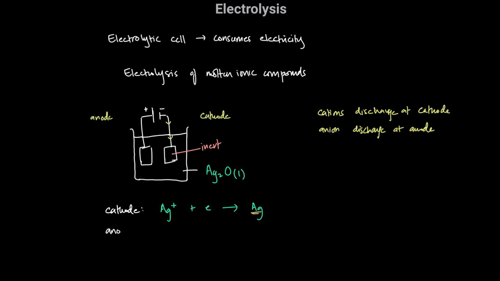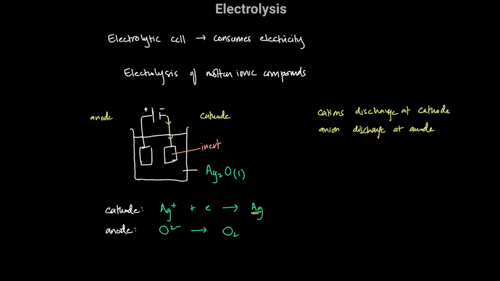And then remember, the anion will discharge at the anode, which is the positively charged terminal. So it will lose electrons. The anion will lose electrons at the anode, remember, because oxidation takes place at the anode. So we know that the oxide ion will undergo oxidation at the anode to form oxygen gas. So that will be our product at the anode.